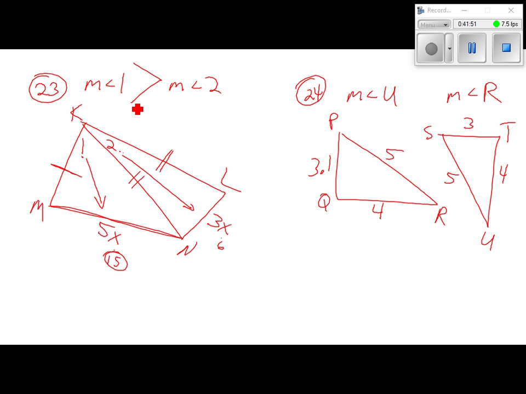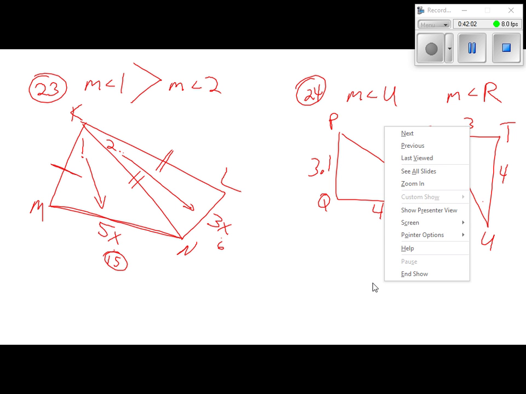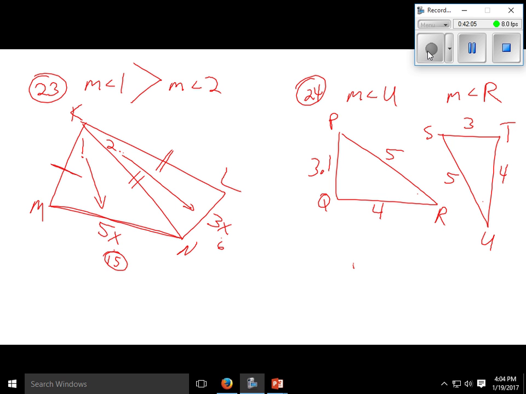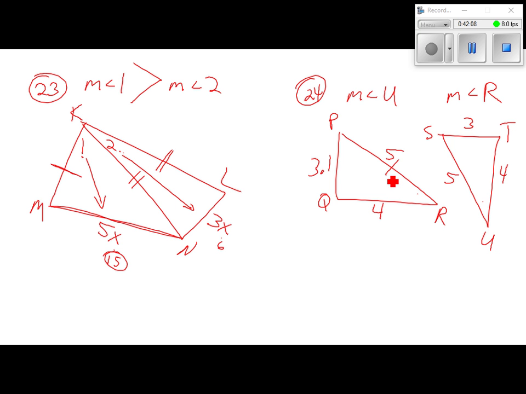24, we're going to compare angle U, this angle, to angle R, which is this angle. First thing we got to realize is that we know this side's 5, so that side's congruent to that side, which is 5. This side's 4, so it's congruent to this side, which is 4. Angle U is between those two, so we look at the side across from angle U, which is 3, and we look at the side that's across from angle R, which is 3.1. Well, this one's bigger, so that means angle R's got to be the bigger of those two angles.